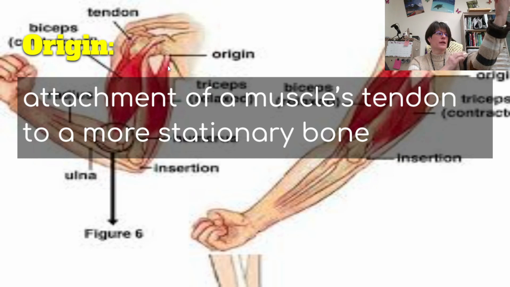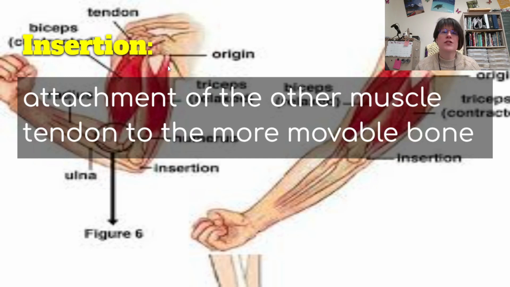If you look at your arm, the humerus is more stationary. It's the ulna and the radius that are moving. So the biceps, which move the ulna, their origin is in the humerus. The insertion is the attachment of the other muscle tendon to the more movable bone. So the origin is in the humerus. The insertion is in the ulna because that is the bone that is doing the motion.